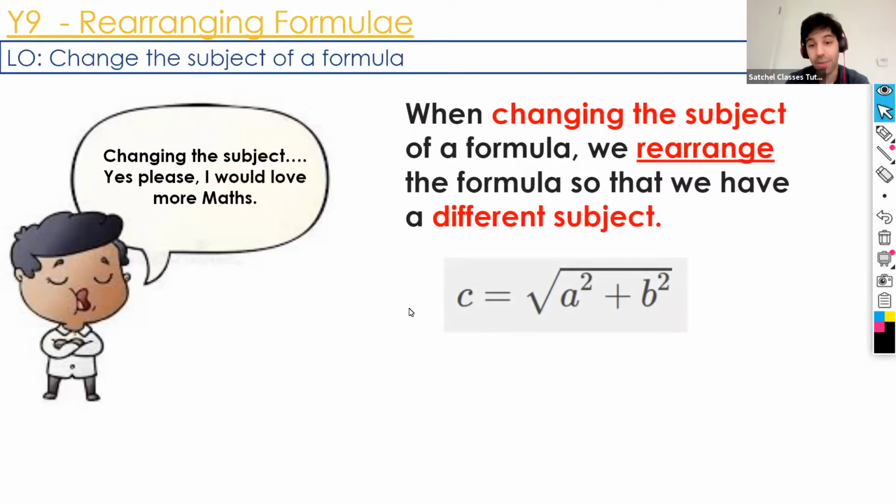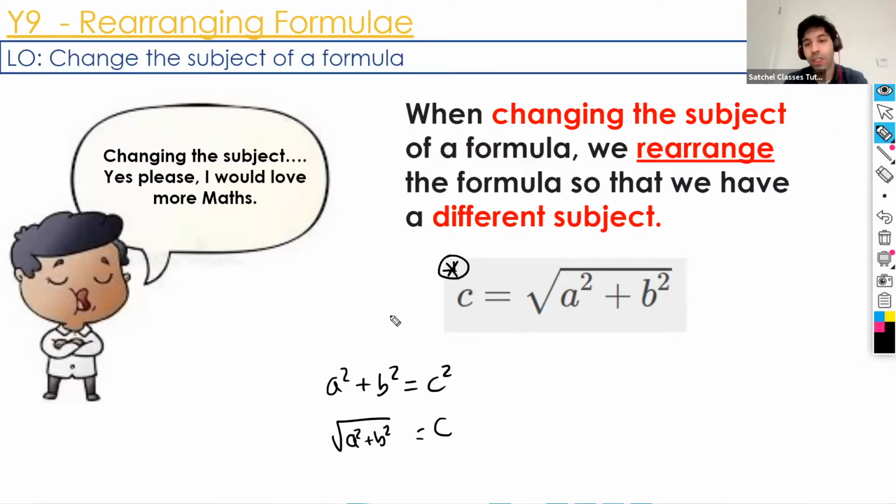So in this case, this is actually the Pythagoras formula. So Pythagoras formula is a squared plus b squared equals c squared. Now, if we rearrange this to make c the subject, this is what our formula would look like. So it's essentially taking the square root of a squared plus b squared. So c equals square root of a squared plus b squared, which is what we have over here. So when changing the subject of a formula, we have to rearrange the formula so that we have a different subject. And we will see how this works in this lesson.